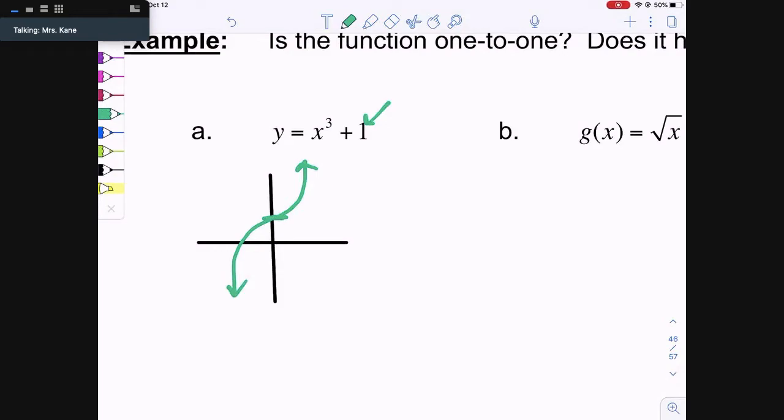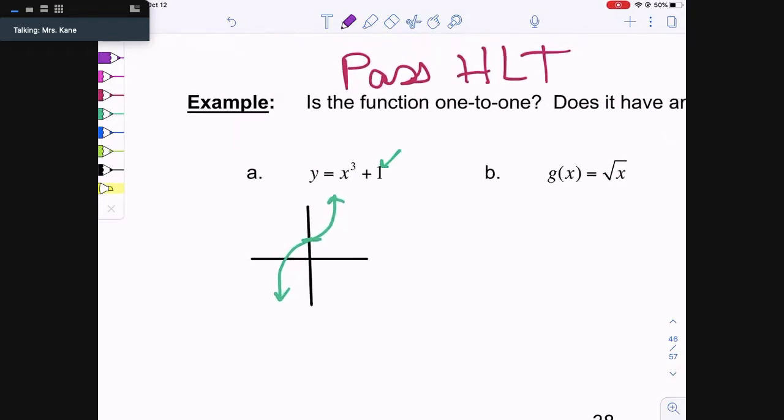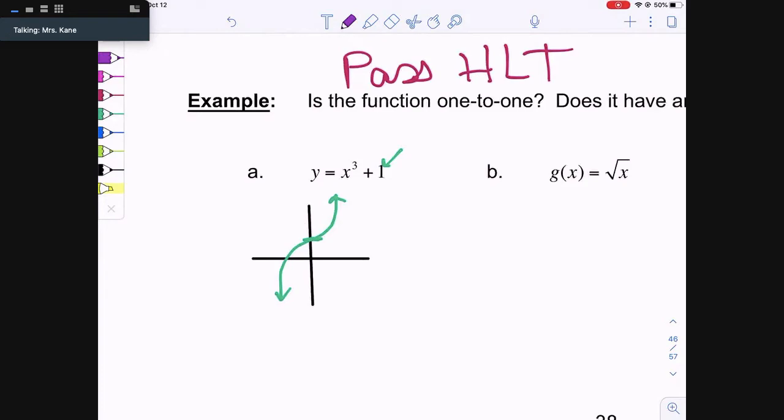Noah, is this a function? Let's start off with that. Is y equals x cubed plus 1 a function? Yeah. Would it be 1-to-1? Would it pass the horizontal line test? Yeah, because I could draw horizontal lines, and it only crosses through my graph once. So is this function 1-to-1? Yes, it is 1-to-1.